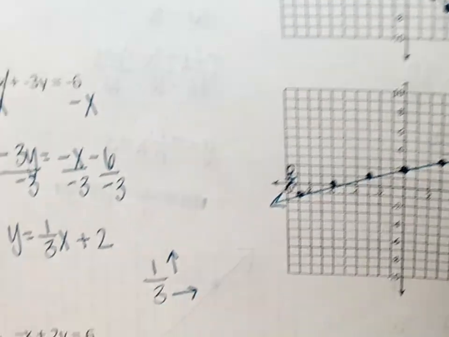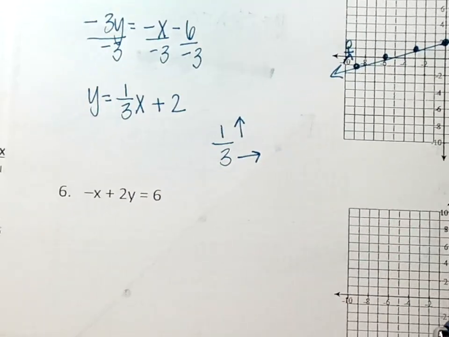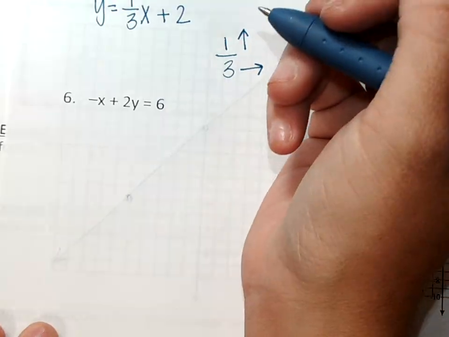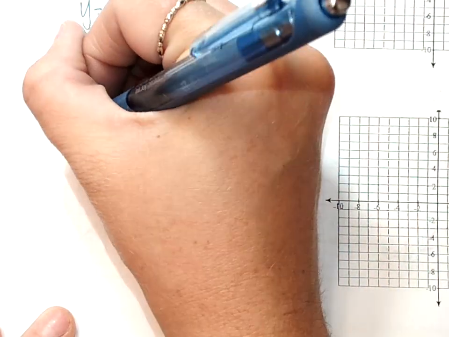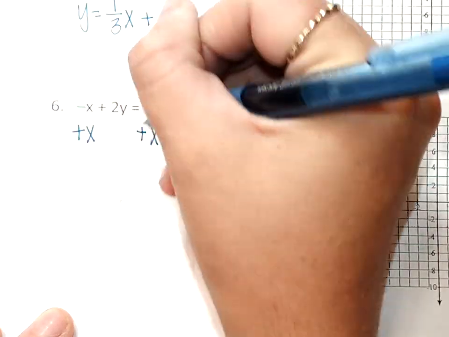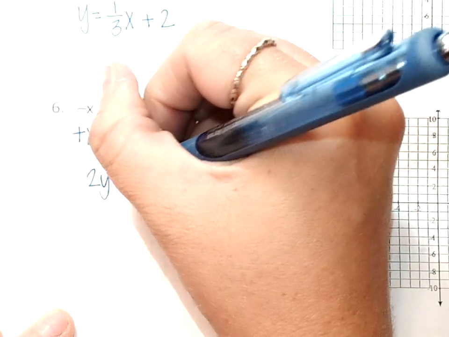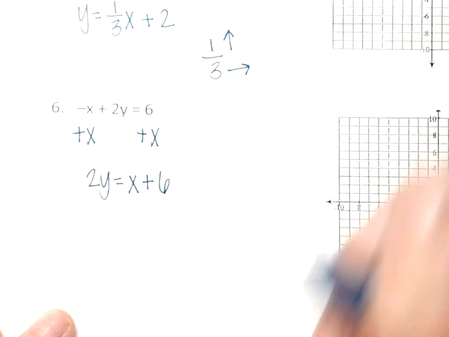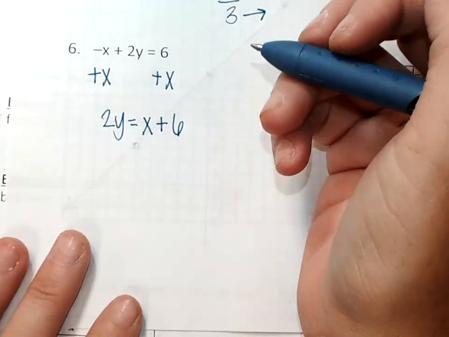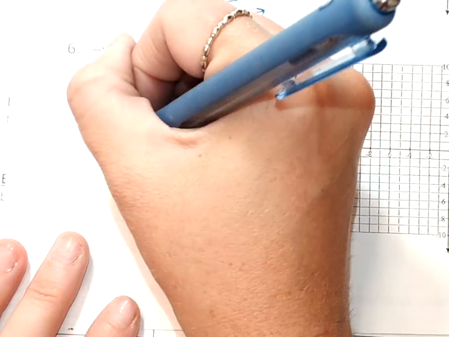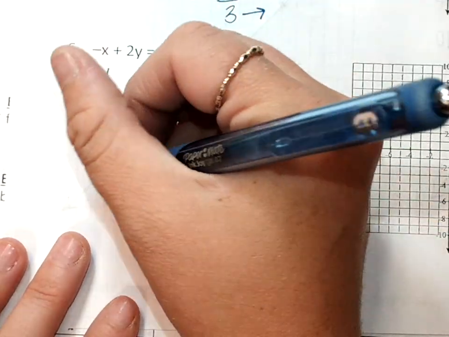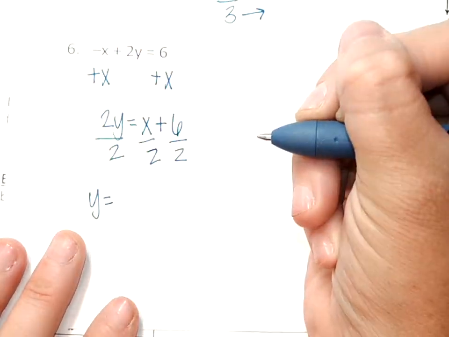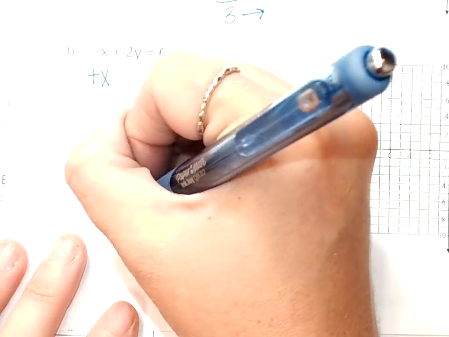Alright, last one. On this one, what would you do first? Let's see. Cadence, what do you do first? Add x to both sides. And you get 2y is equal to x plus 6. And then Riley, what next? Divide everything by 2. Perfect, divide everything by 2. And then Grayson, do you have the slope-intercept form for me? What is it? Y equals 1/2 x plus 3.